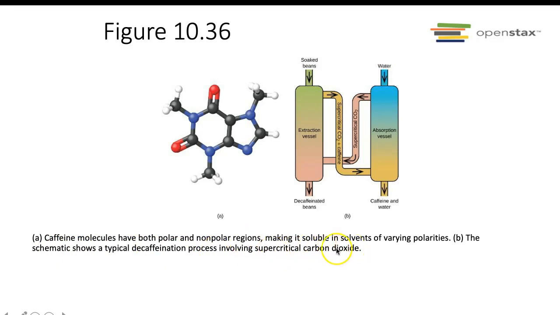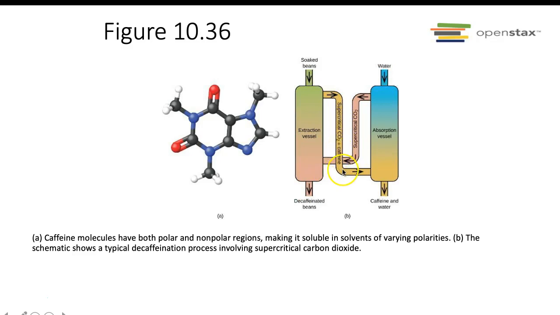So to make supercritical carbon dioxide, you have to have carbon dioxide, remember, at a very, very high pressure. So let's see how we start. We start off with the soaked coffee beans in here. We have our extraction vessel, and what they have in here is supercritical CO2, and that forces the caffeine out. So coming out of this container, we have the CO2 and the caffeine.